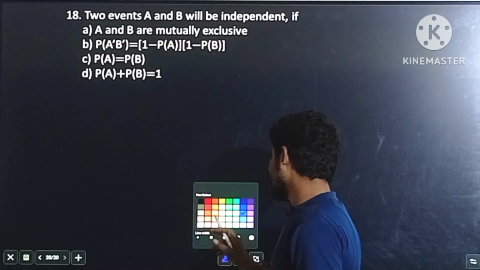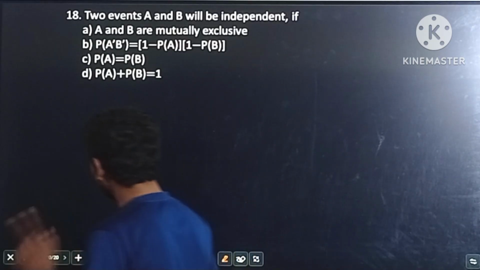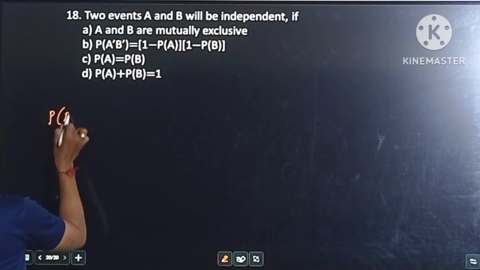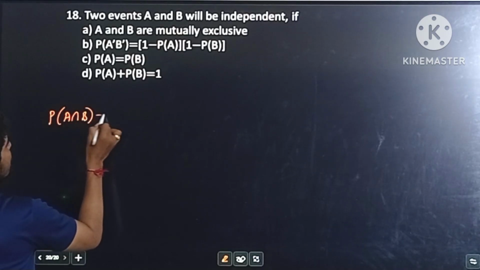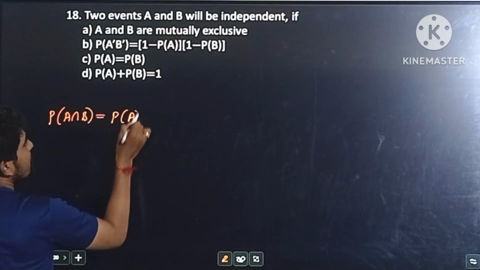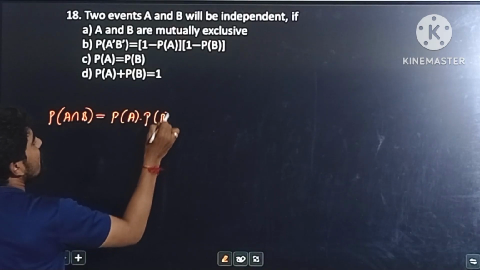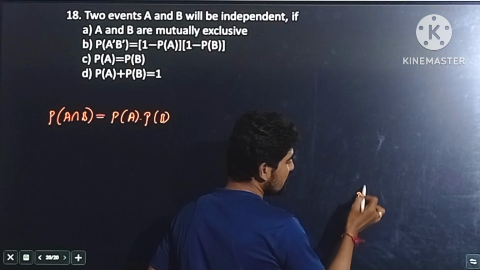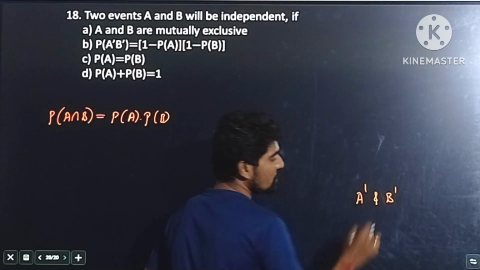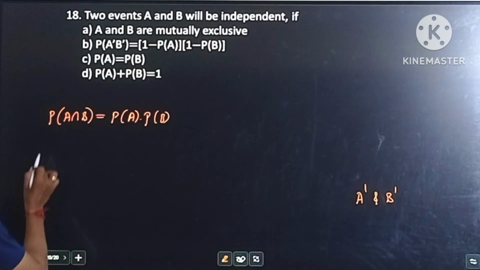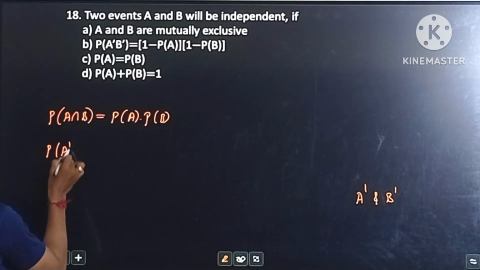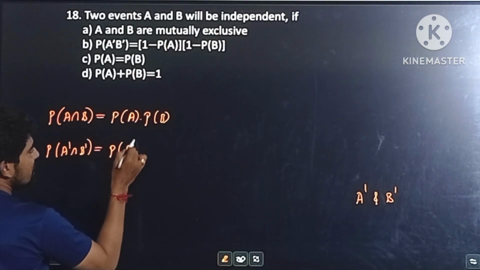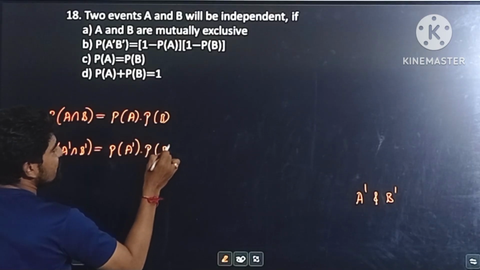As you know, the main definition of independent events is that probability of A intersection B is equal to probability of A into probability of B. And we know that if A and B are independent events, then A dash and B dash are also independent. It means probability of A dash intersection B dash is equal to probability of A dash into probability of B dash.